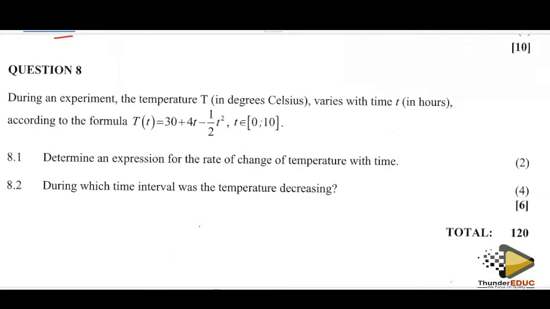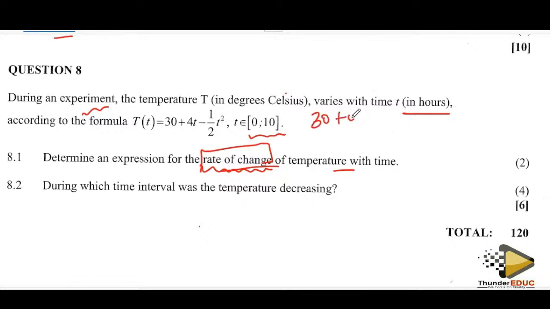During an experiment, the temperature in degrees Celsius varies with time in hours according to this formula. The function of temperature with respect to time, and they're telling us that time is between 0 and 10. 8.1, determine an expression for the rate of change. When we talk about rate of change, that's the derivative. Rate of change means derivative. It's a component of calculus.